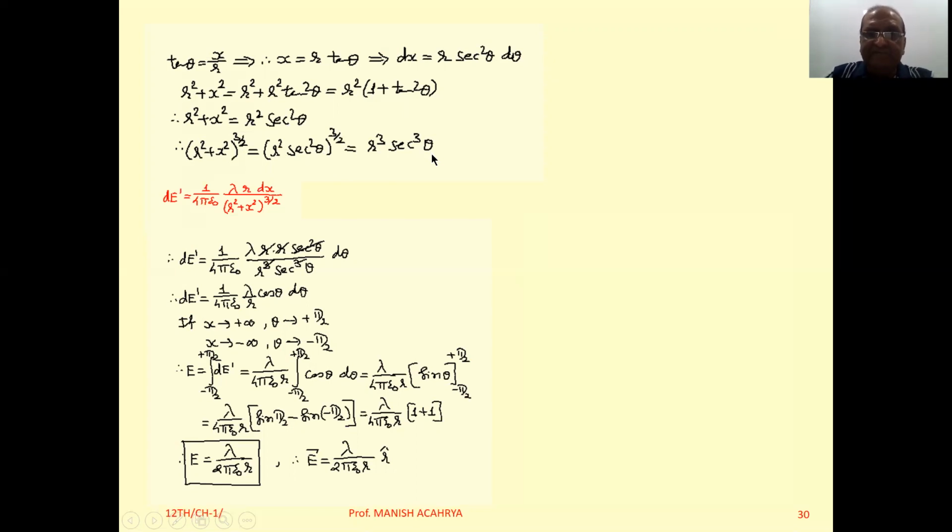It implies that here x is changed into theta, because integration from minus infinity to plus infinity would be somewhat complex. Now see our equation, that is dE dash equal to 1 upon 4 pi epsilon 0 lambda r dx upon r square plus x square raised to 3 by 2.